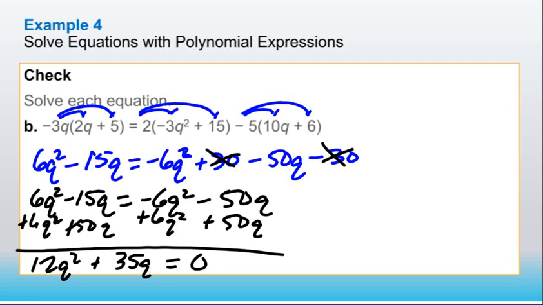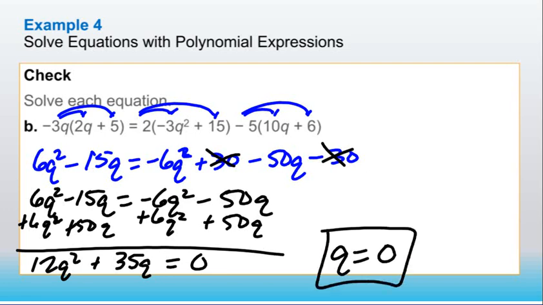Now here I just think, what could q possibly be to make that equal to 0? For everything that equals 0, q would have to be 0 because 12 times 0 squared plus 35 times 0 would be 0. I would have an answer of q equaling 0. So that is our lesson on multiplying polynomials by a monomial.